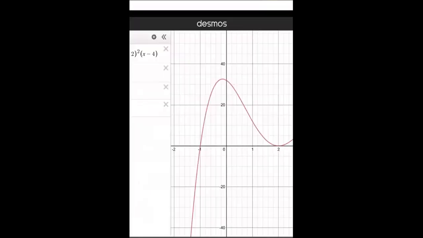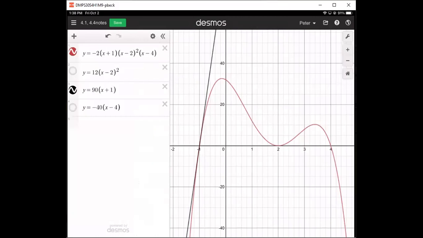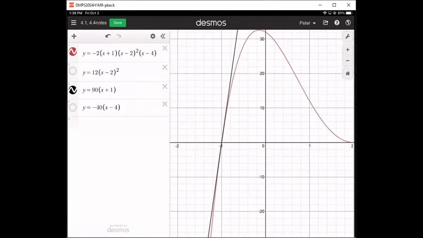And if you notice on Desmos, I do have that 90 times x plus 1. And you can see how that line actually represents what's going on there very, very well. Now, even more specifically, this is the equation of the tangent line, which is kind of a cool thing. We talked about tangent lines in previous chapters, 2.1 specifically, and 2.3. And this is where pre-calculus is setting us up to find these tangent lines very, very well.